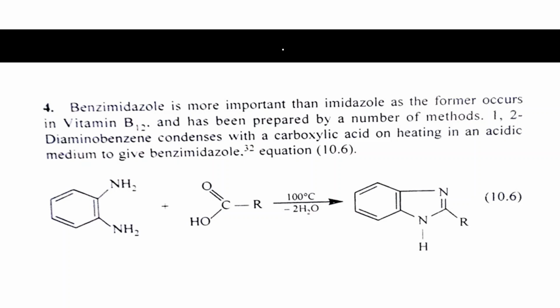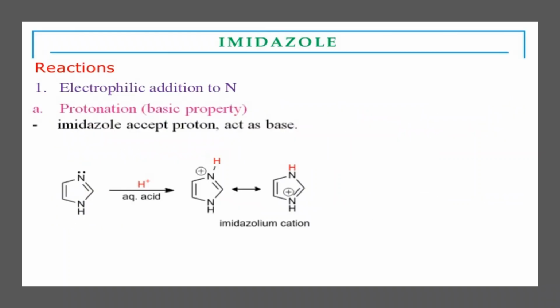So these are the methods for synthesis of imidazole. Now let's go for the reactions. So what is the first reaction? Electrophilic addition reaction. Why can it undergo electrophilic addition reaction? Because it has two nitrogens, and one acts as pyridine-like nitrogen. If one acts as pyridine, it has a lone pair of electrons which can accept a proton from the solvent, the acid, to give you the corresponding imidazolium cation.